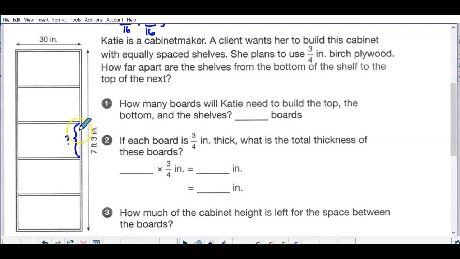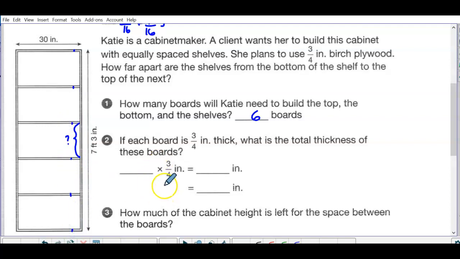Okay, so the open space. So first of all, it says how many boards will Katie need to build the top, the bottom, and the shelves? So take a look at it. She'll need 1, 2, 3, 4, 5, 6 of those boards that are all equal in length. If each board is 3/4 inch thick, so that means this thickness is 3/4, this is 3/4, this is 3/4, this is 3/4, 3/4, and 3/4.